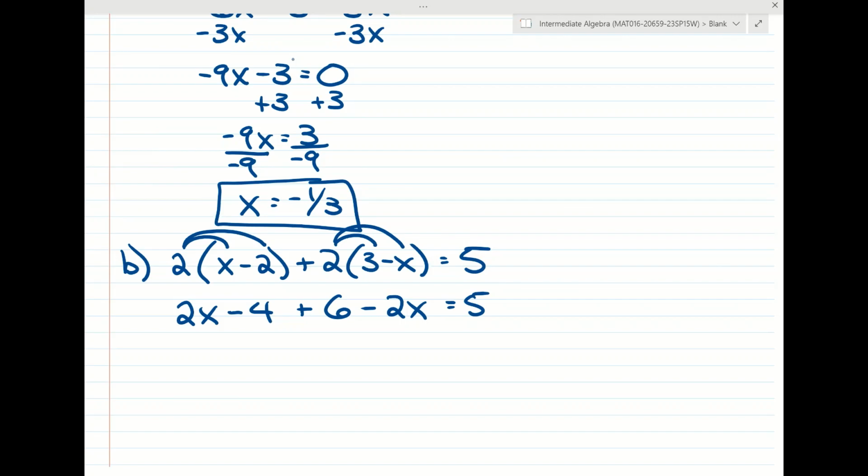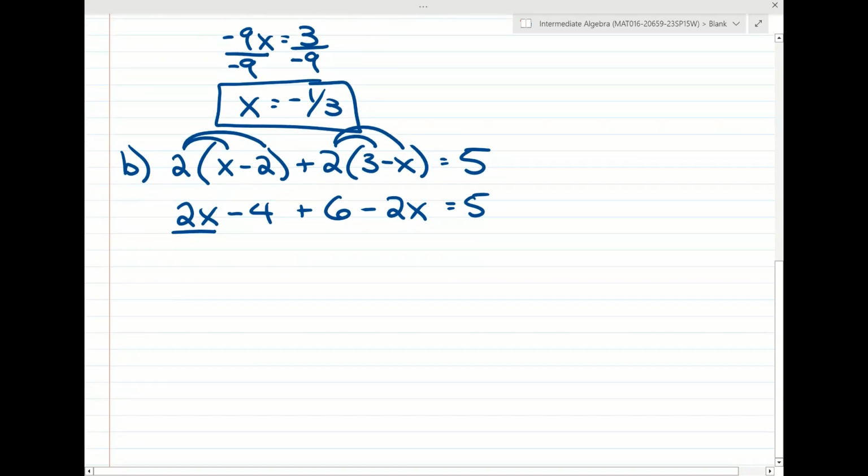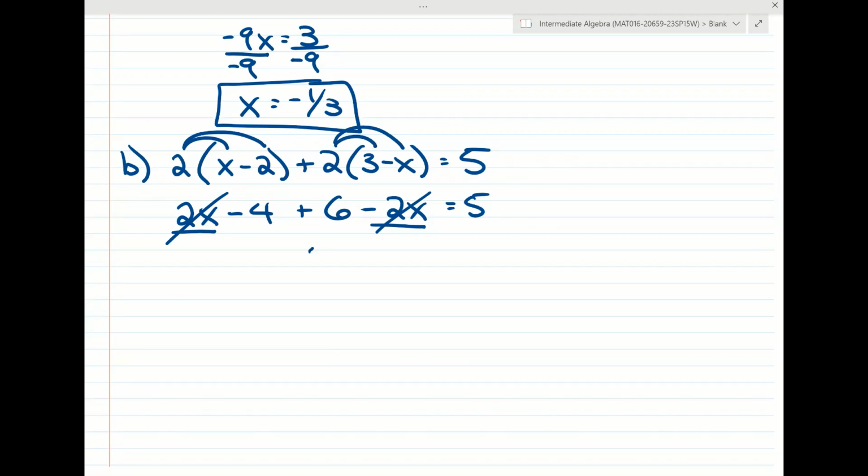So once we distribute, now we want to combine like terms. 2x minus 2x, well, they just cancel. -4 plus 6 is 2. What kind of solution would this be? There's no solution, right? There's no x, and obviously that doesn't make sense. So you would just tell me that there's no solution. On the test, you wouldn't tell me 2 equals 5 because 2 doesn't equal 5, right? You would tell me that there's no solution.